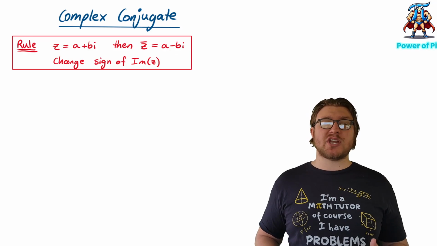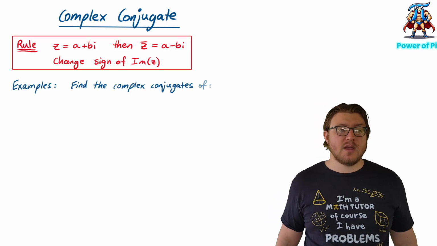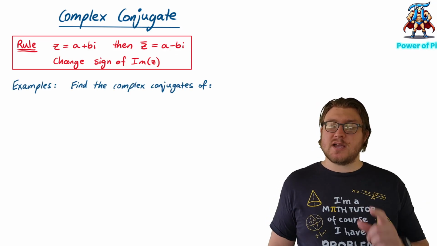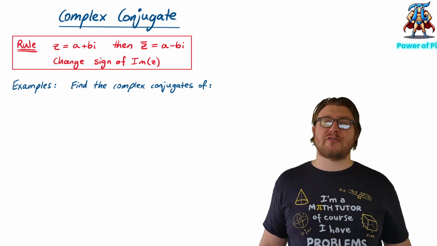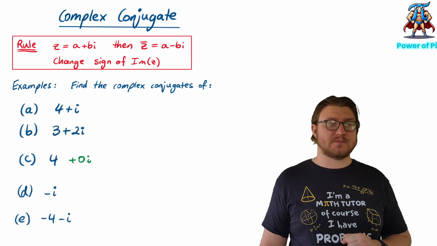So here we need to change the sign of the imaginary part. A few examples. Once we do two examples, you'll never forget how to do this. Very easy, just like irrational numbers.